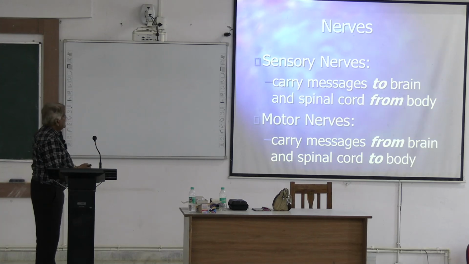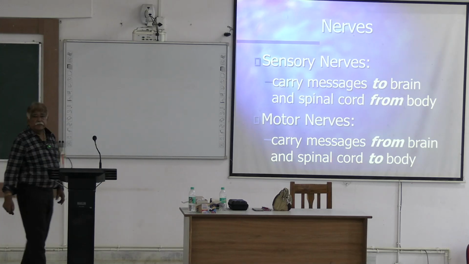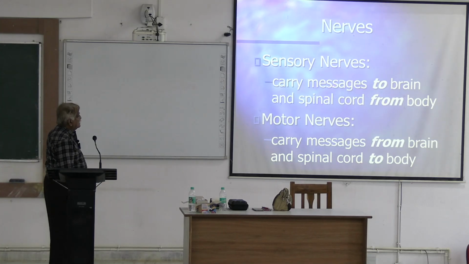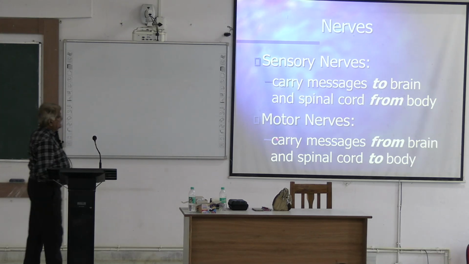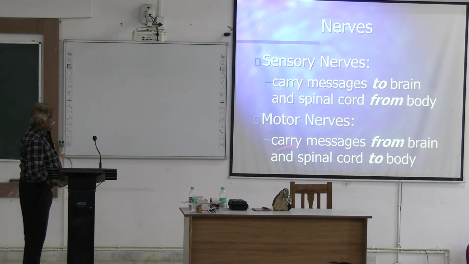Nerves: there are sensory nerves, which carry messages to the brain and spinal cord from the body, and motor nerves, which carry messages from the brain and the spinal cord to the body. Sensory nerves carry messages to the brain and spinal cord from the body. Motor nerves carry messages from the brain and spinal cord to the body.